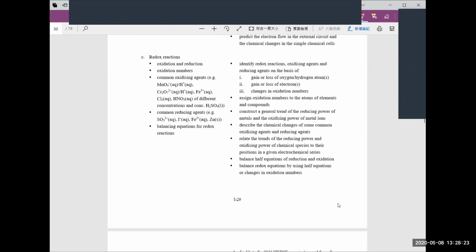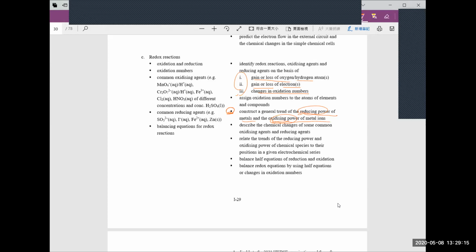For redox, you need to know the definition of redox in terms of loss or gain of hydrogen, loss or gain of oxygen, loss or gain of electrons, and change in oxidation number. And you are going to compare the reducing power of metals and also the oxidizing power of metal ions. It is something very basic. But once you get this concept, I can not only compare the oxidizing power of metal ions, but also of other species, similarly for reducing power.